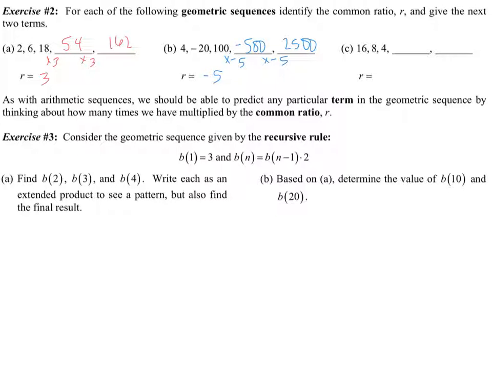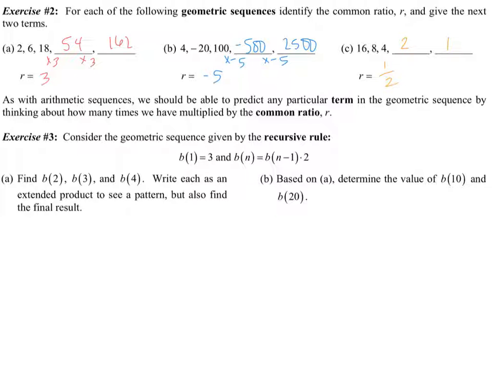And our last one, it's getting smaller. So that means that we're going to need to divide each time, or it's going to be a fraction. Well, 16 divided by 2 is 8. Divided by 2 is 4. Divided by 2 is 2. Divided by 2 is 1. So each time it's multiplying by 1/2.